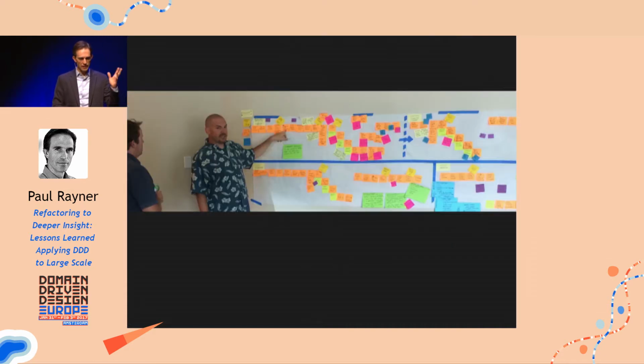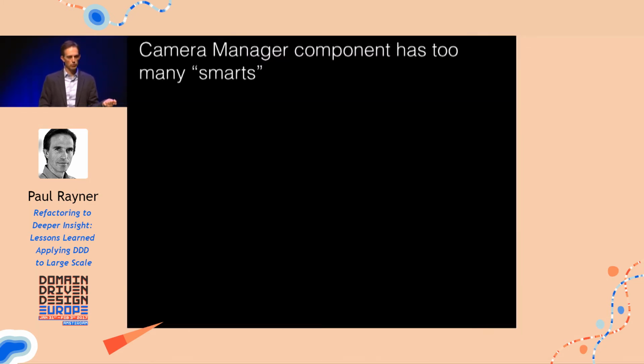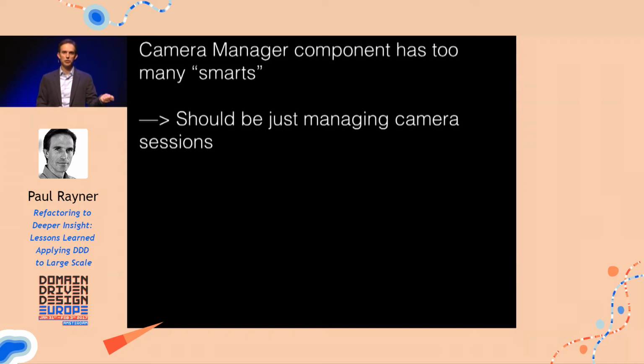And there's Dan explaining some of what we did. The event storming here was comparing the enrollment process between different categories of devices and how they differed. So we decided to look at the camera manager and see, well, what could we do on that side? Like I mentioned, it has too many smarts. It was doing too many things. It really should be just about managing camera sessions.